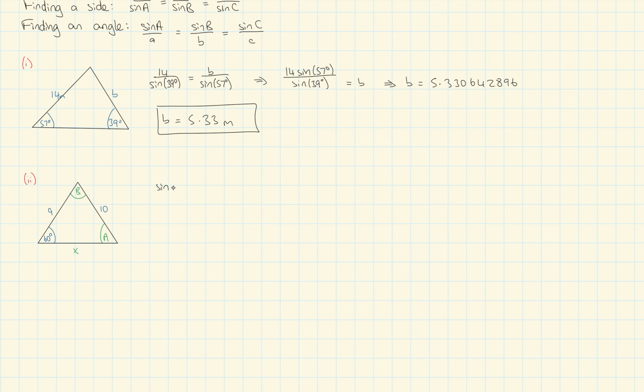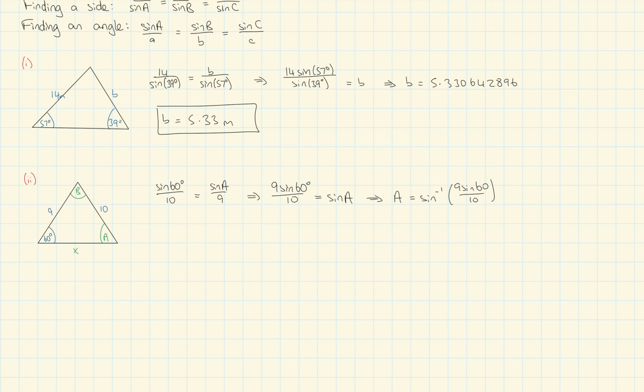We're trying to figure out the angle A, so we'll put our angles on top. So sine of 60 over 10 will equal sine of A over 9. Going to cross multiply by 9, so we get 9 sine 60 over 10 equals sine of A. Into our calculator, A will equal sine inverse of 9 sine 60 all over 10.